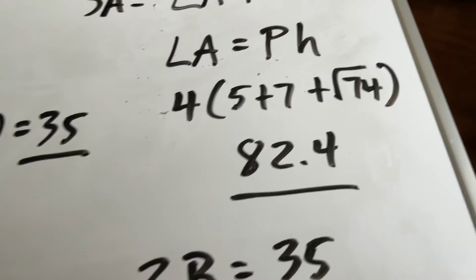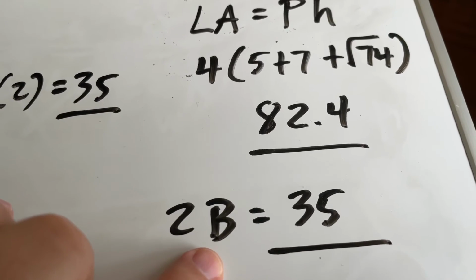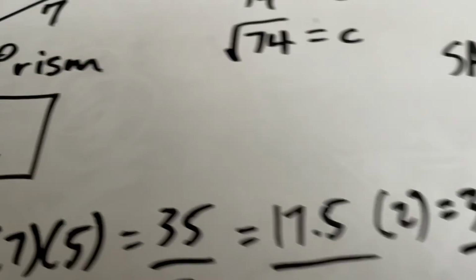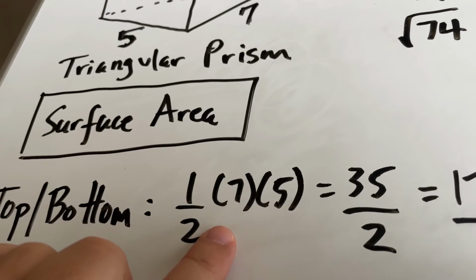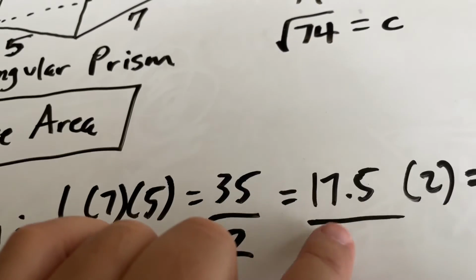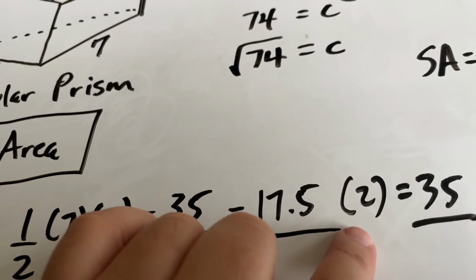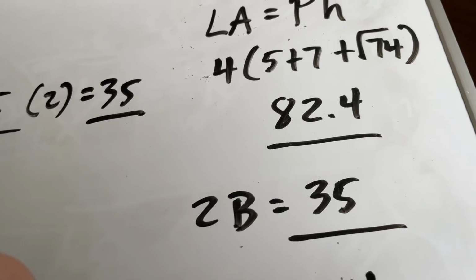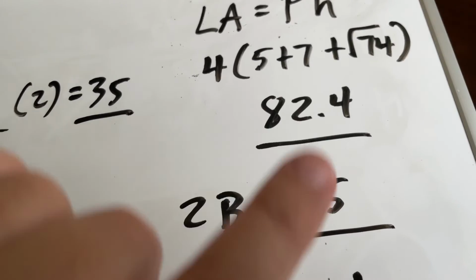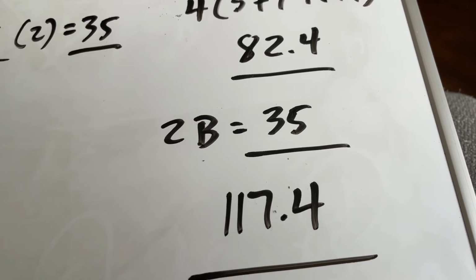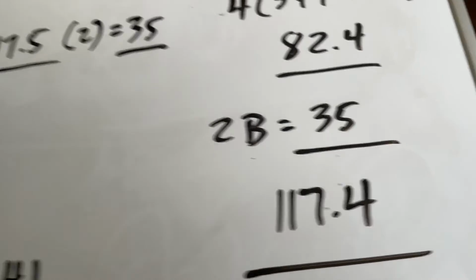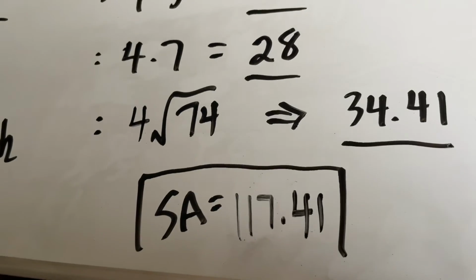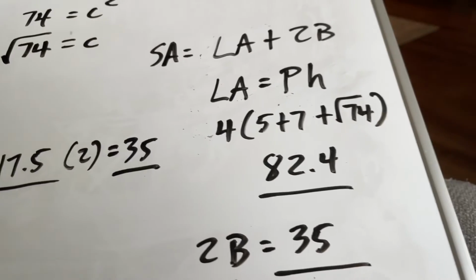We already know that the base area is 1/2 times 7 times 5, which was 17.5. We're doing 2 of them, so when you multiply this by 2, you get 35. That's why the 2 base areas are 35. If you add those together, guess what? 117.4. So we get the same answer, but a different way.